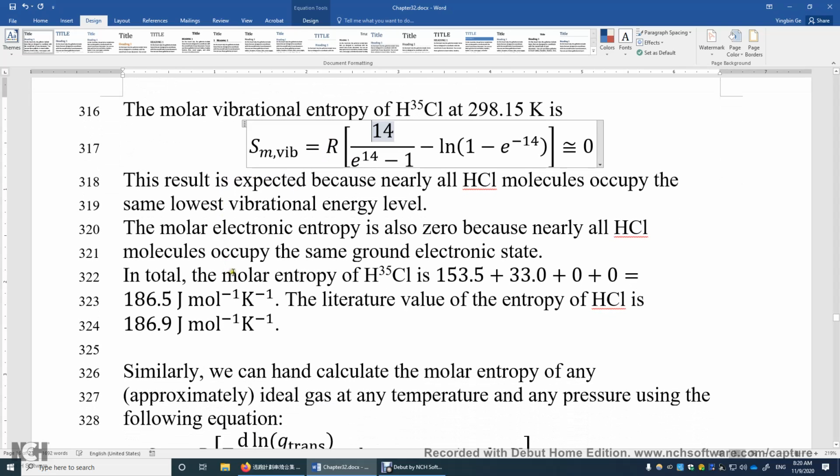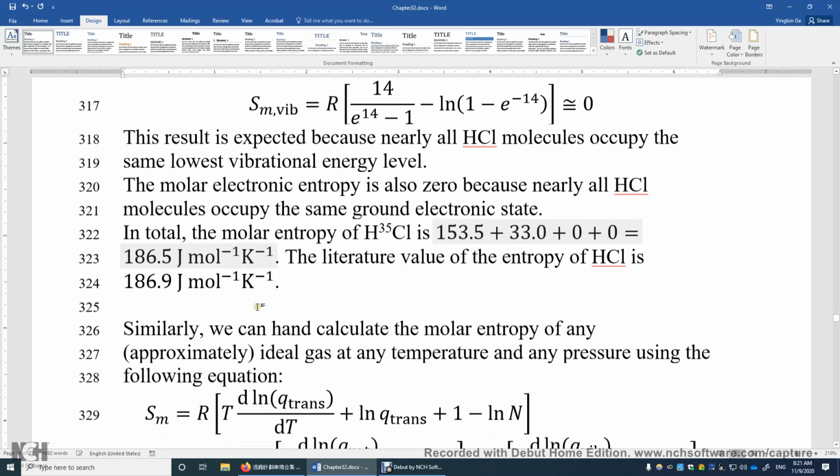We can almost always assume the molar electronic entropy to be 0. Okay, and for HCl, we make that assumption as well. Therefore, the molar entropy of HCl-35 is the translational molar entropy plus the rotational molar entropy plus the vibrational molar entropy plus the electronic molar entropy. The result is 186.5. The literature value is 186.9. Okay, it's pretty good.